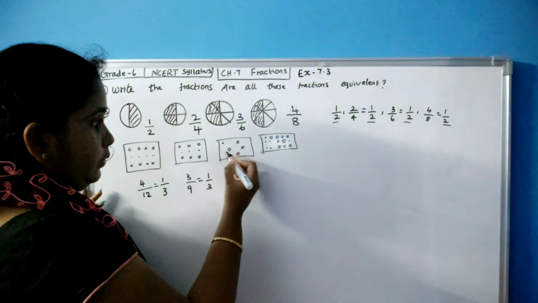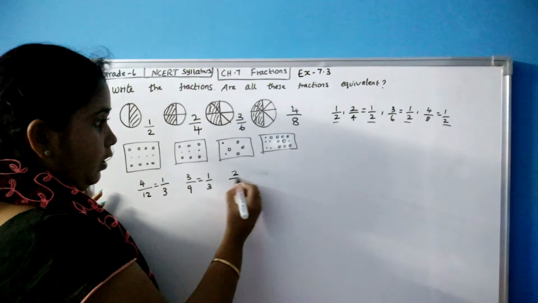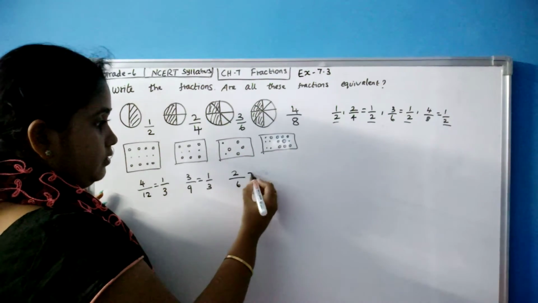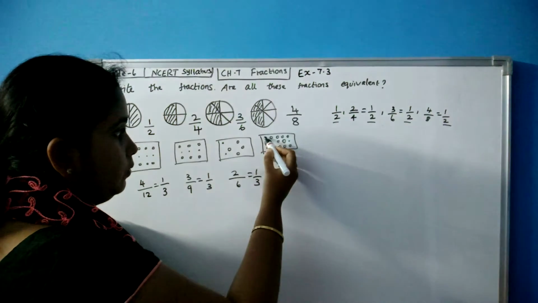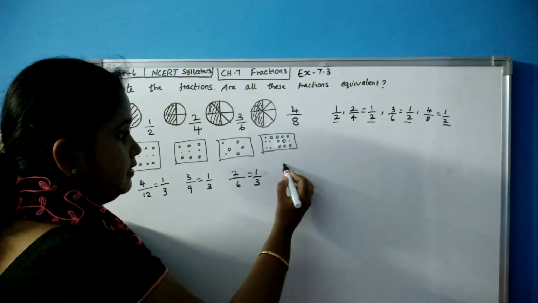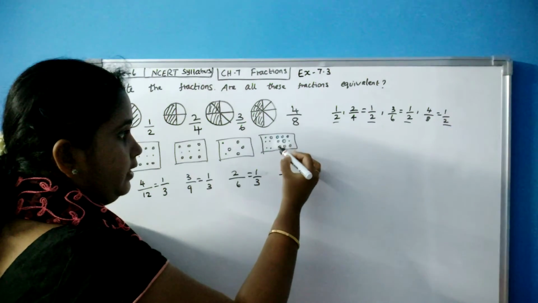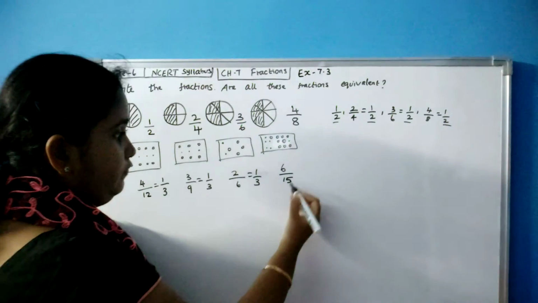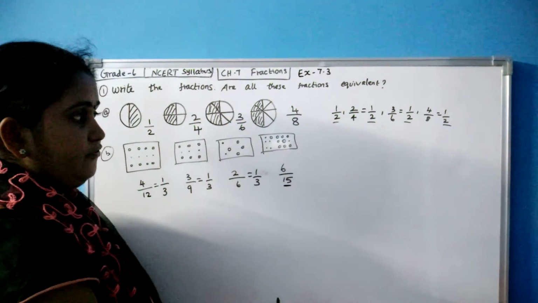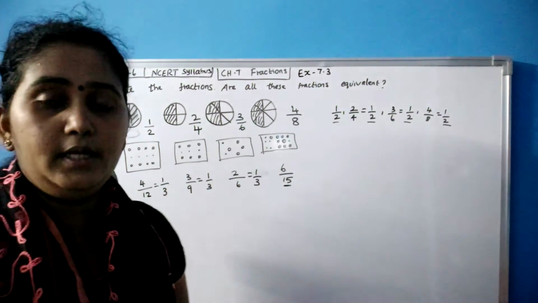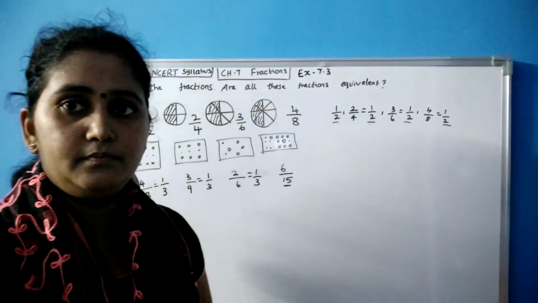Here 1, 2, 3, 4, 5, 6. It is randomly arranged. So 2 out of 6. So 1 2s are 2, 3 2s are 6. Okay. Here 1, 2, 3, 4, 5, 6, out of 7, 8, 9, 10, 11, 12, 13, 14, 15. 6 out of 15. Here everywhere it is 1 by 3, but here alone it is 6 by 15. So the fractions are not equivalent. Okay, do you understand?